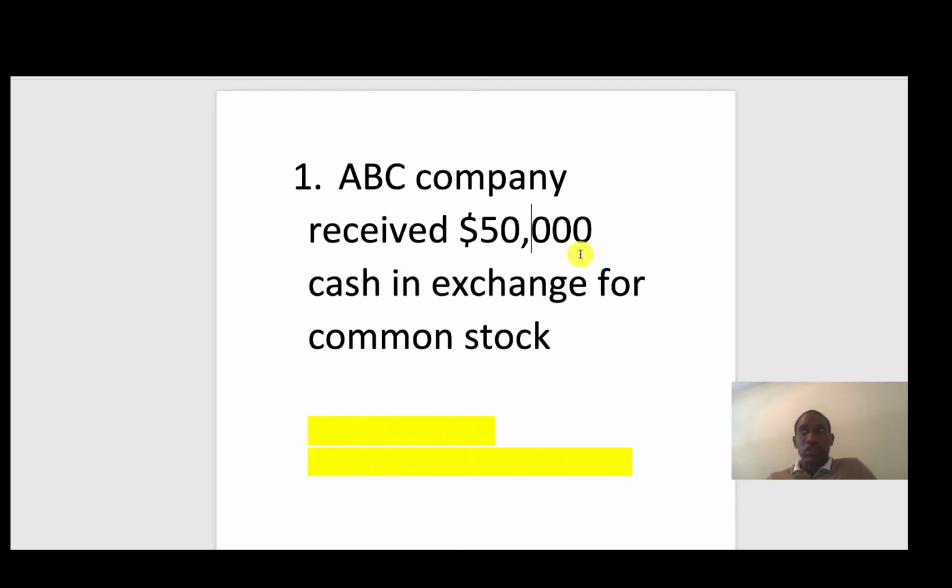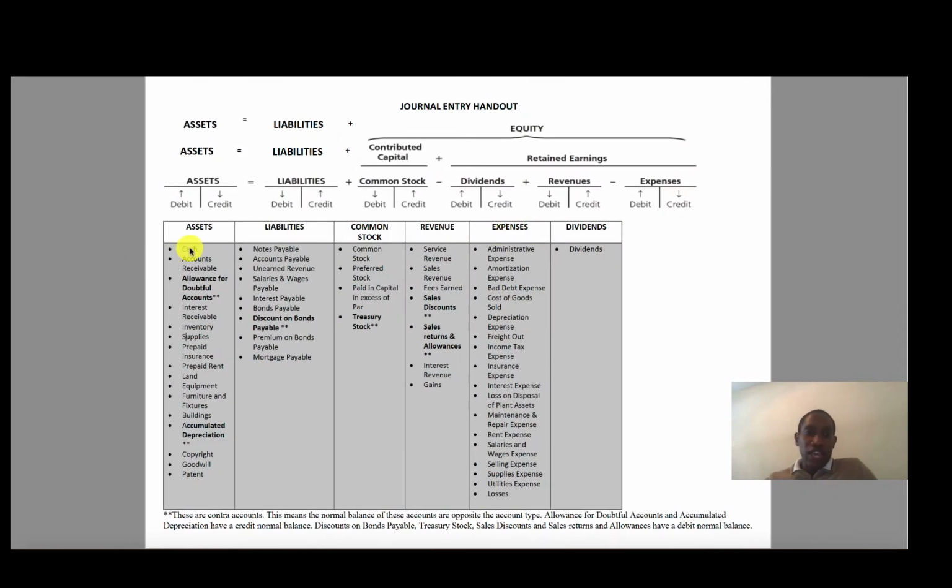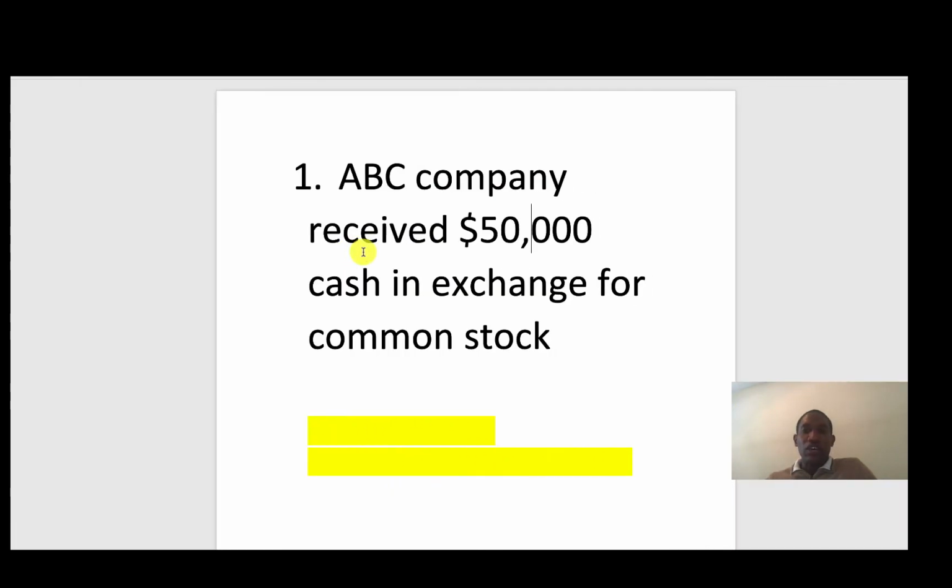So the first thing we want to know, right? The first step is what's being exchanged. The company is receiving cash, so they're getting cash in exchange for common stock. So common stock is being given, cash is being received. So what are the accounts? The accounts are cash and common stock, okay? So what's happening to those accounts?